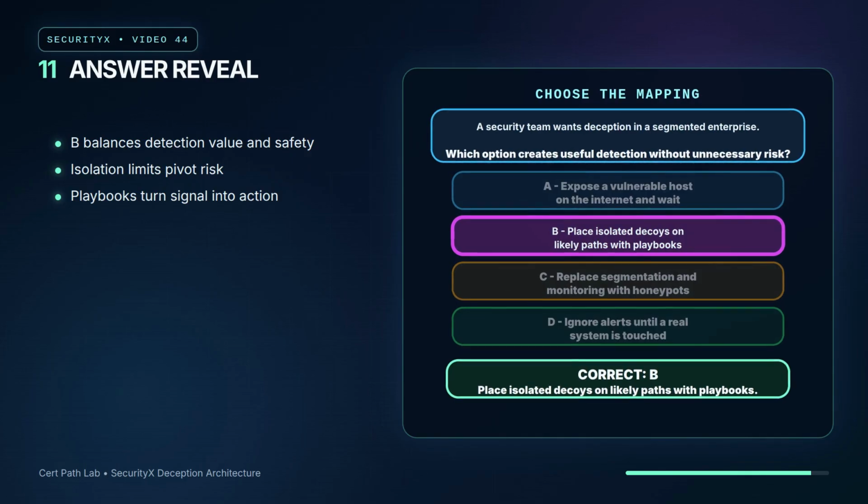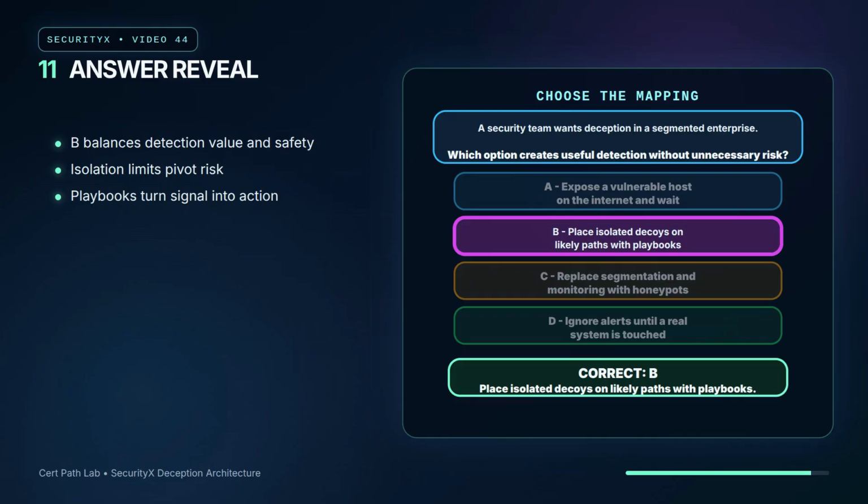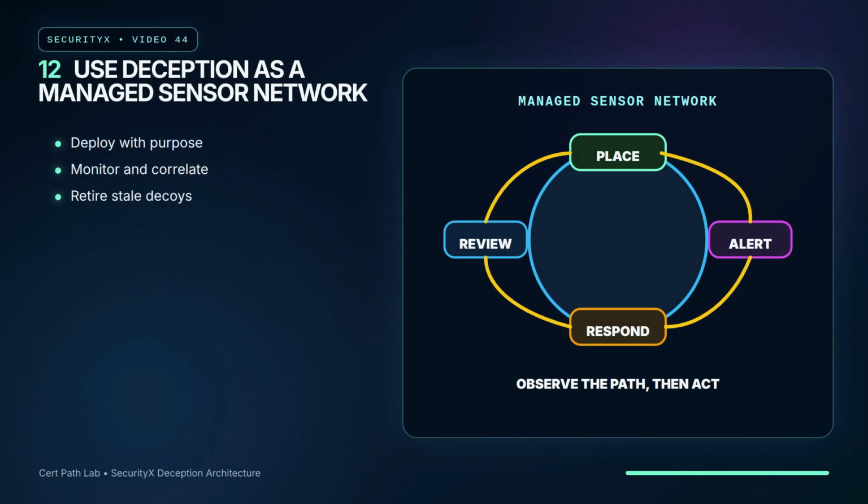Deception should be isolated, placed on likely attack paths, and connected to playbooks. Exposing a vulnerable host on the internet is unsafe. Honeypots do not replace segmentation and monitoring, and waiting until a real system is touched wastes the value of early deception signal. The final takeaway is this: use deception as a managed sensor network.